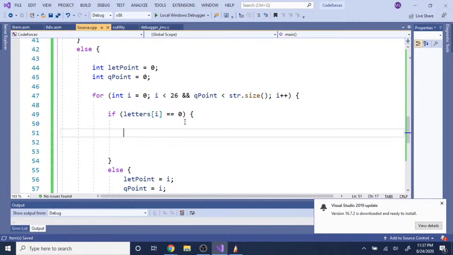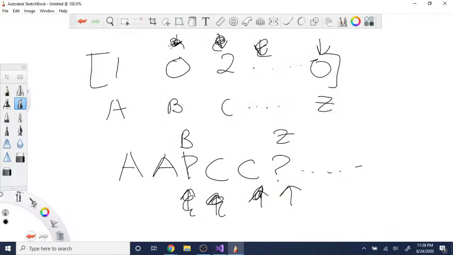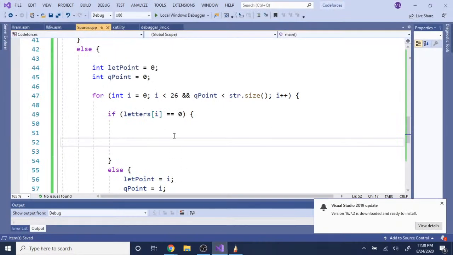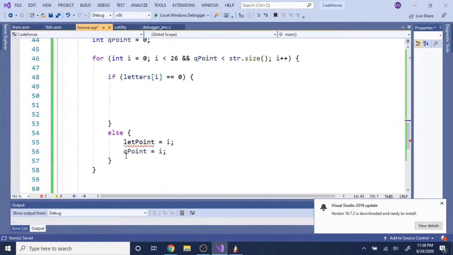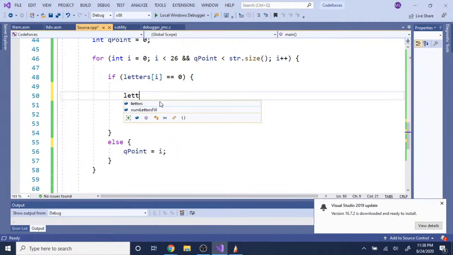If letters is equal to 0, letters at I we're gonna add by 1, and then we'll replace the letter pointer to equal to the Q pointer. Technically we don't even need this letter pointer. We could just use I. We don't need letter pointer, we just need Q pointer. Okay, so then we'll set letters at I plus 1, right?